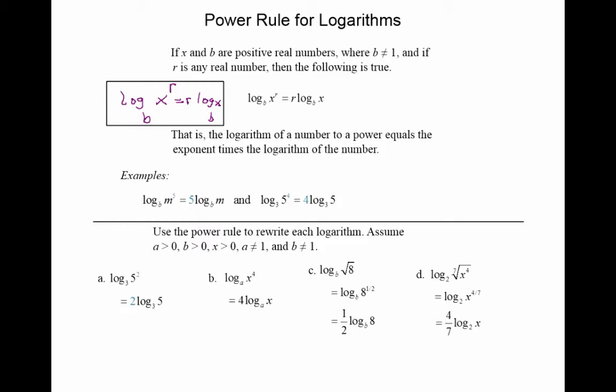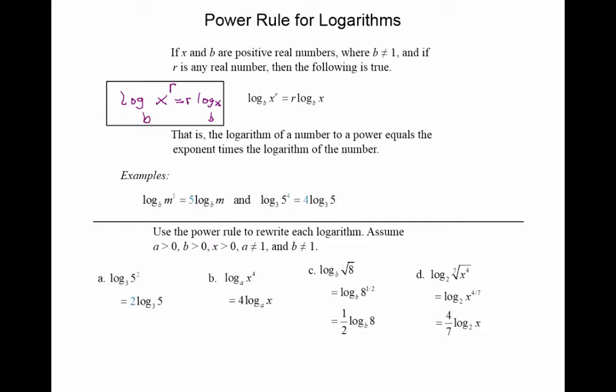Let's take a look at some examples. So log of m to the power of 5 is 5 times log of m with the same base b. Log of 5 to the power of 4 is the same as 4 times log of 5 with the same base 3. There's more examples here. Log of 5 to the power of 2, that would be 2 log of 5, same base 3. Log of x to the power of 4 is 4 log of x with the same base a.